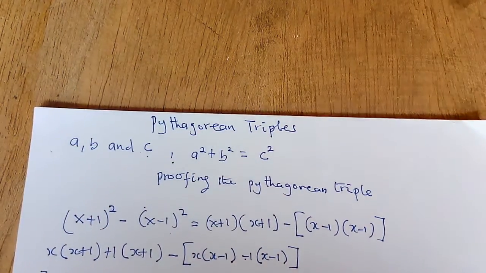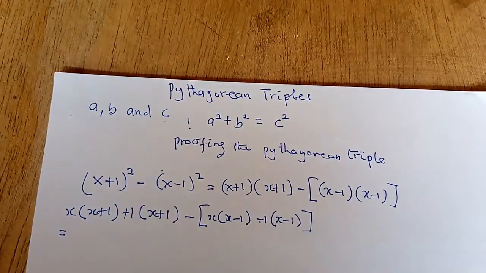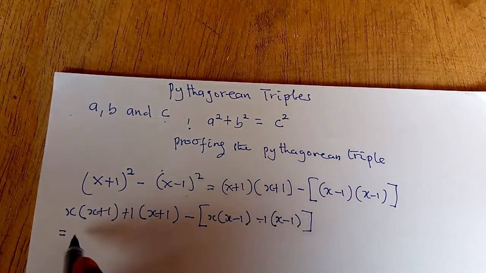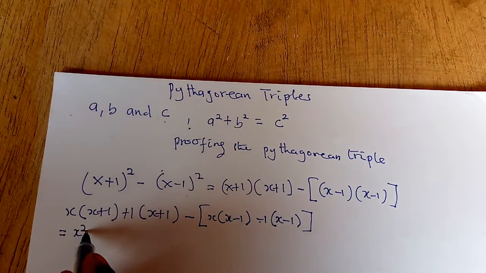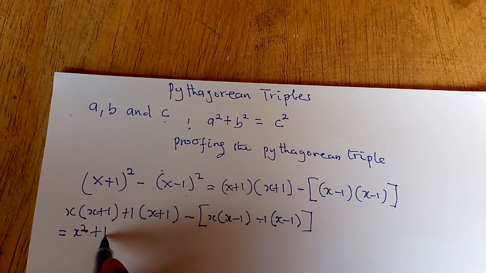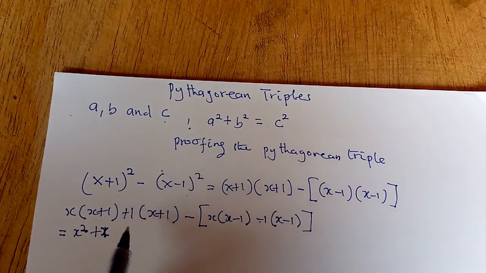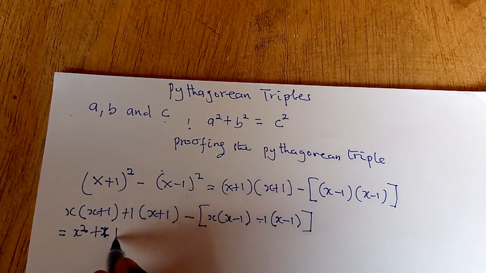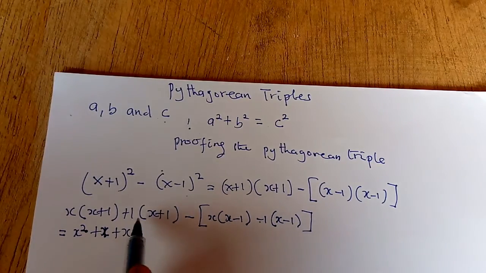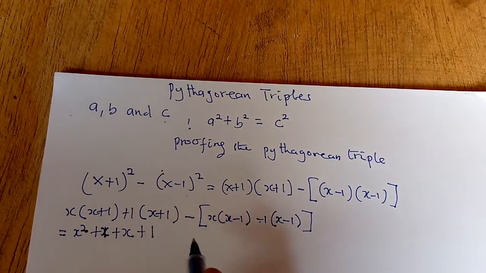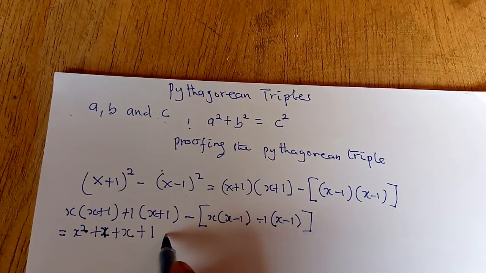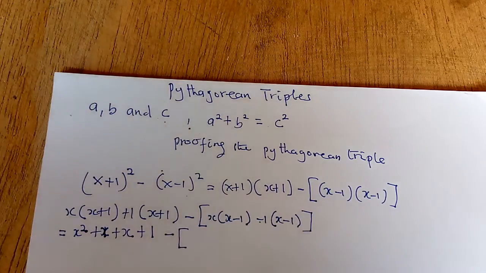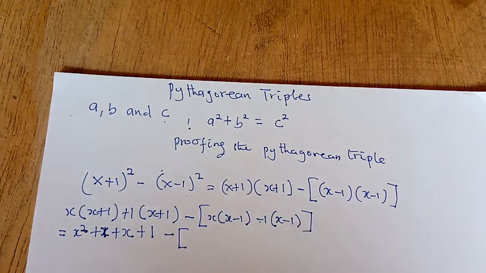Okay, by simplifying it, we can get something like this. x multiplied by x will give us x squared. x times 1 gives us plus x. Okay, and then we come here, 1 times x will give us x, and then 1 times 1 will give us plus 1. So let's maintain the negative outside there.